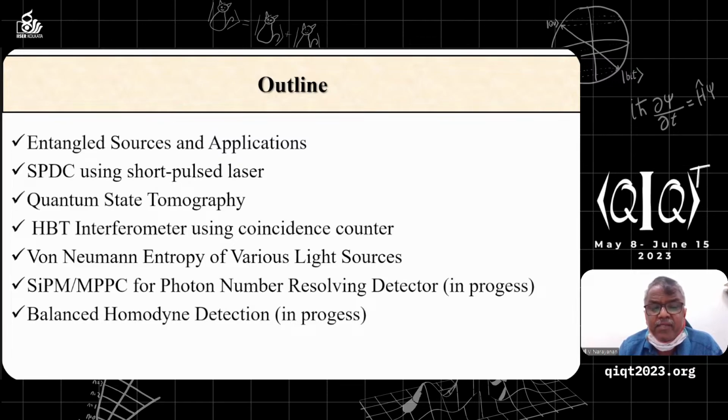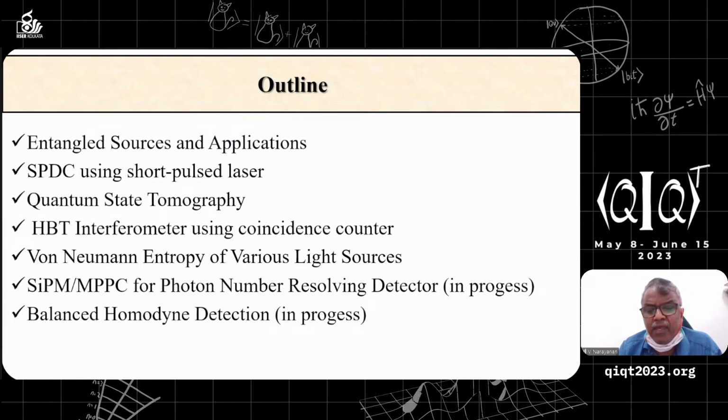Followed by that, I'll briefly talk about the entropy associated with various light sources. One of them we did here as an experiment is the von Neumann entropy of the various light sources, so I will discuss that. Followed by that, the MPPC or silicon PM, which is a photon number resolving detector. We initiated some of the experiments in this direction: how to go about it, and what the advantage is. I will talk about that.